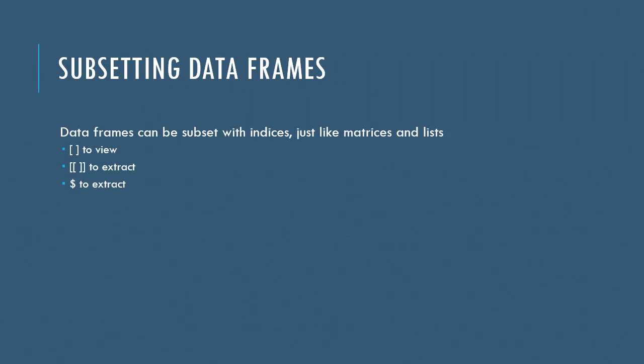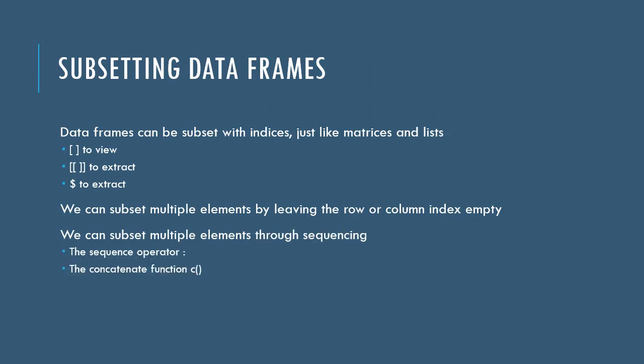Data frames can be subset with indices, just like matrices and lists. You can use the single square brackets to view, the double square brackets to extract, and the $ sign to extract. We can subset multiple elements by leaving the row or column index empty. We can subset multiple elements through sequencing with the sequence operator or the concatenate function. And we can subset with the subset function and a logical expression.